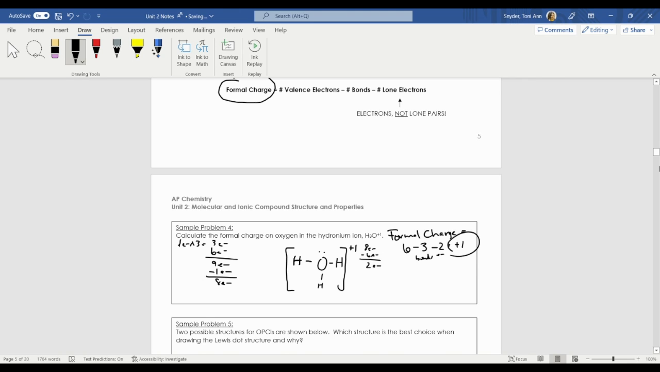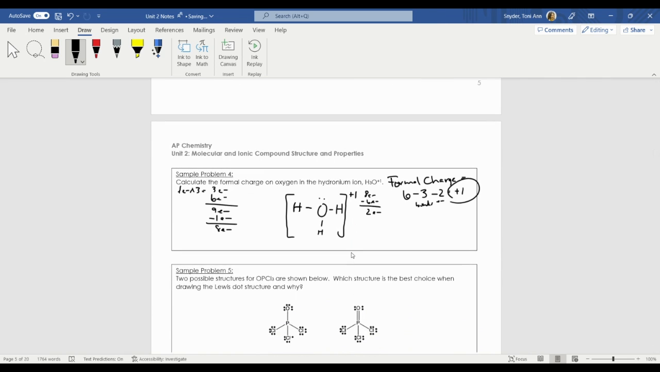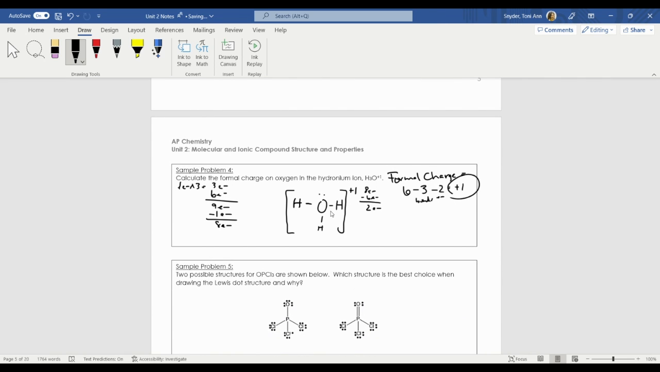This is why this whole structure has a charge of positive 1. Each of these hydrogens has a 0 formal charge. It's got 1 valence electron, it's got 1 bond, it's got no lone electrons. 1 minus 1 is 0. However, this charge on the outside is the sum of all of these charges. So 0 plus 0 plus 0 plus 1 gives me 1. And that's why we put that +1 on the outside. It's the sum of all those formal charges. And in this case, it is also just the formal charge on oxygen.